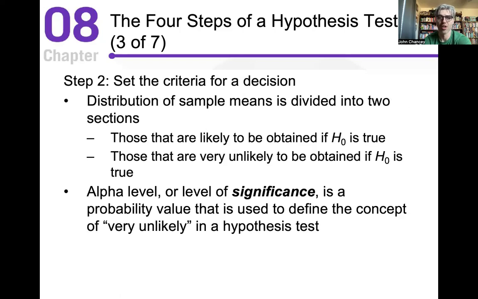We set the criteria for the decision. This is in terms of what kind of alpha level we'll look at. We'll talk about that later on, your level of significance. A distribution of sample means is then divided into two sections: those that are likely to be obtained if the null hypothesis is true, and those that are very unlikely to be obtained if the null hypothesis is true. We're setting that alpha level or significance level, and that's our probability value to define what is very unlikely in a hypothesis test. Typically the rule for most research is 0.05. We're setting an alpha level of 0.05, or 5%, that we're defining as very unlikely.